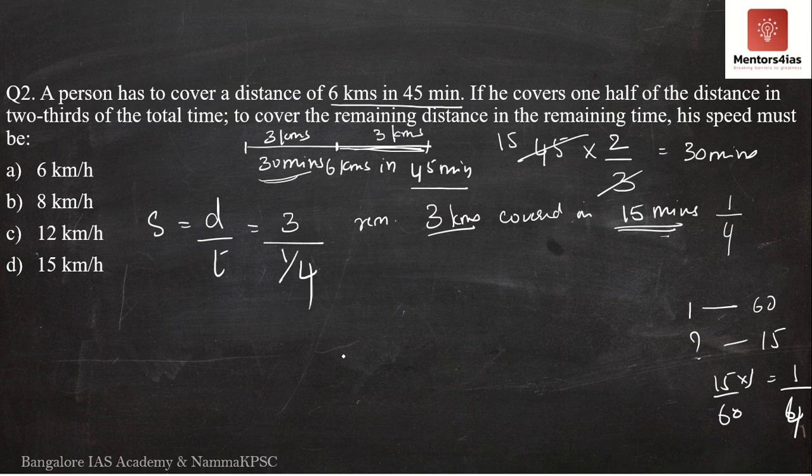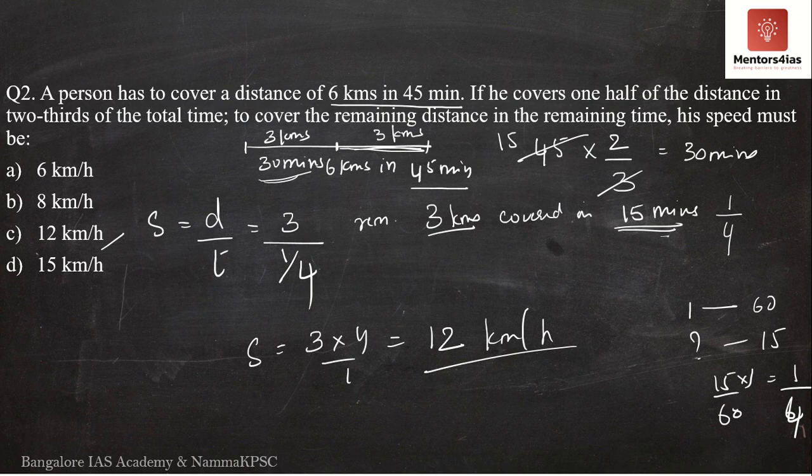So now taking 4 to the numerator over here, we get S is equal to 3 into 4 by 1. 4 3s are 12 kilometers per hour. Therefore, the correct answer is 12 kilometers per hour. The correct option is option C. So it is 12 kilometers per hour. I hope you understood. This is actually a very simple question. Now let us move on to the third question.